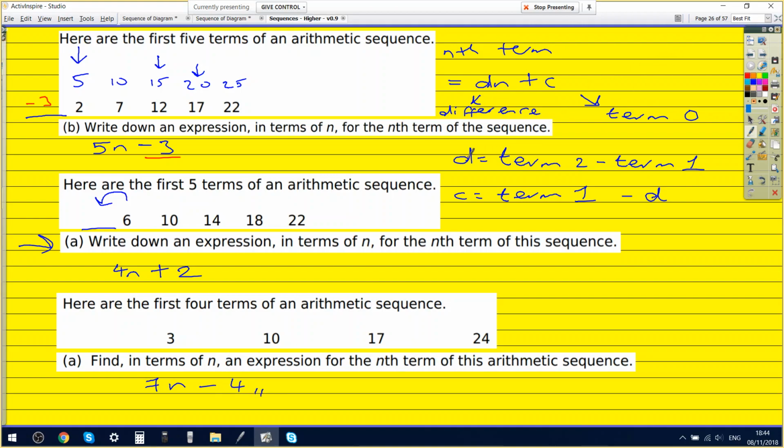So in general, the difference is term 2 take away term 1, or any term take away the previous one. And C is term 1 take away the difference. So basically, term 0. Yeah, dn plus C. It's a bit like mx plus C. Any questions there? No. Okay.